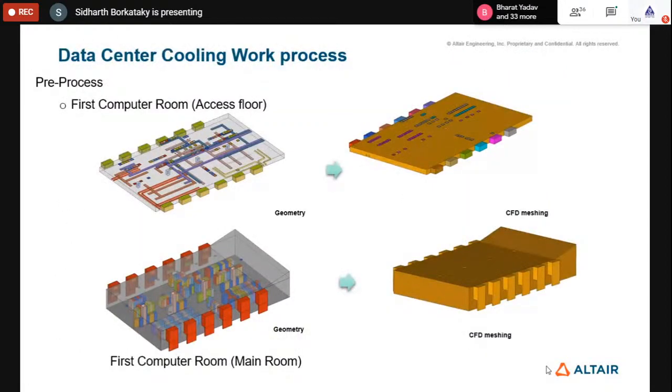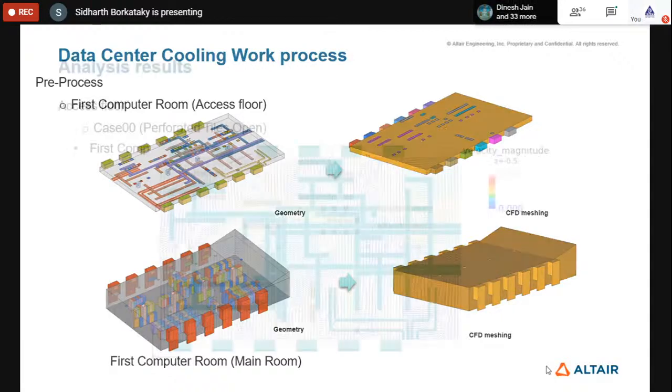You can see the server machines are kept, and it is very clean. We are generally not allowed to wear shoes when we go near the server rooms, so that dust particles are not emitted. So there are certain rules and regulations. In CFD, how does a data center play a role?